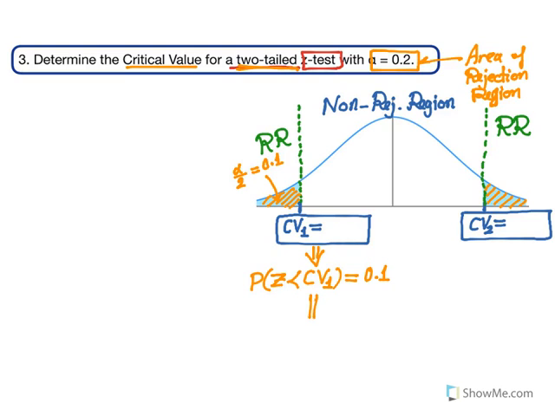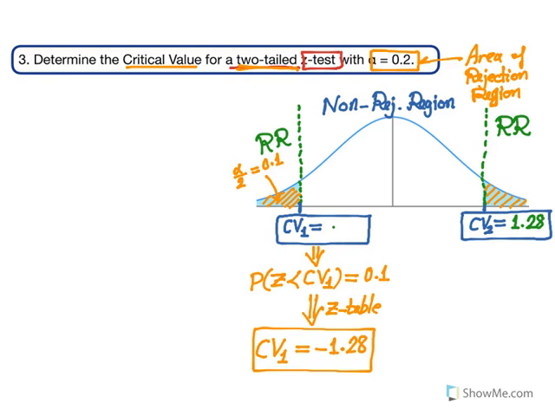So if you now use the z table to get the critical value 1, and I will leave it for you again, you will get that this critical value is exactly negative 1.28. So this is our first critical value. And immediately you can write the second one; you don't have to compute CV2. You can say it's just 1.28, and this one is negative 1.28. So see how fast it is?